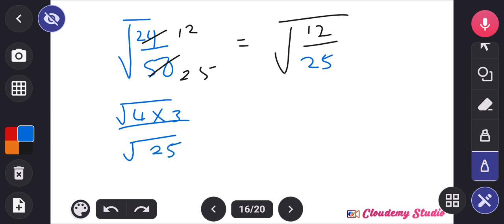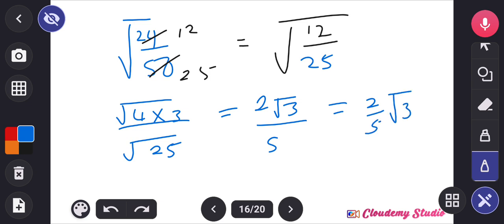And that will give us what? What is root of 4? That's equals to 2. That's equals to 2 root 3 divided by root of 25, that's equals to 5. Which means my answer in this case is 2 root 3 over 5. And that's how simple sort multiplication and division is. Can you see how simple it is?